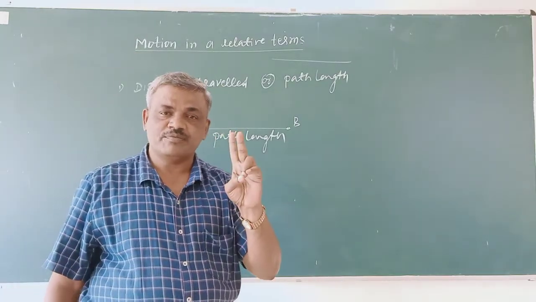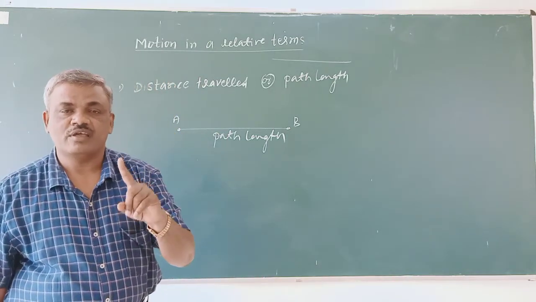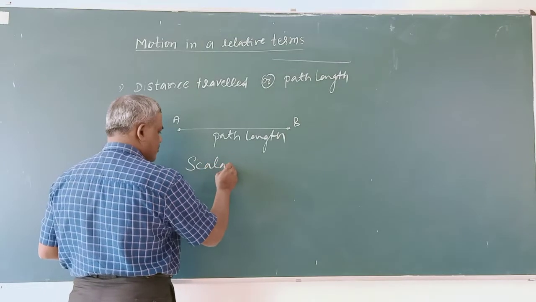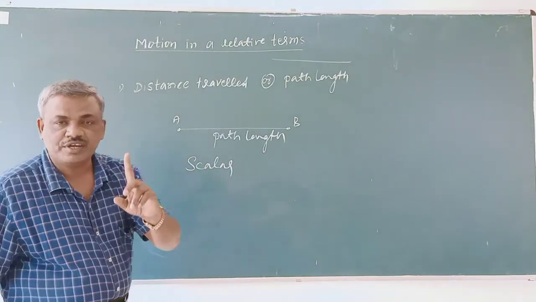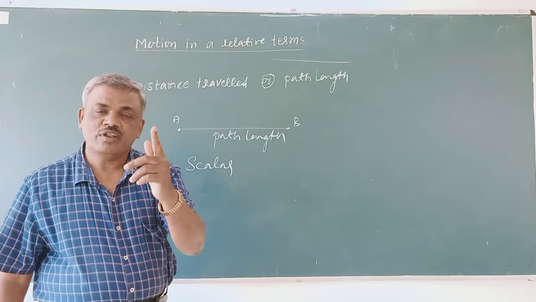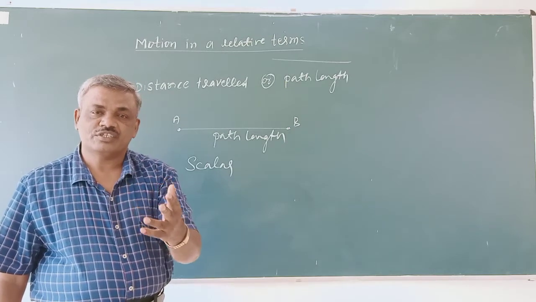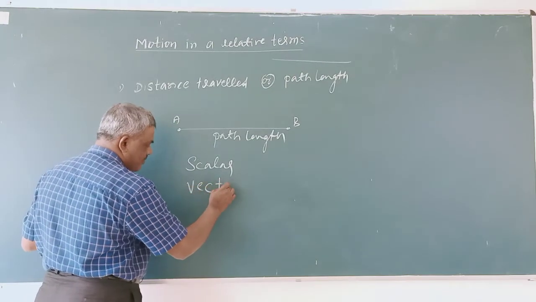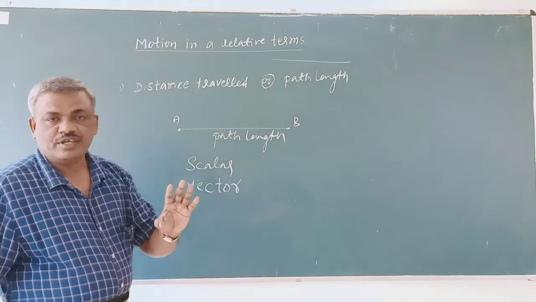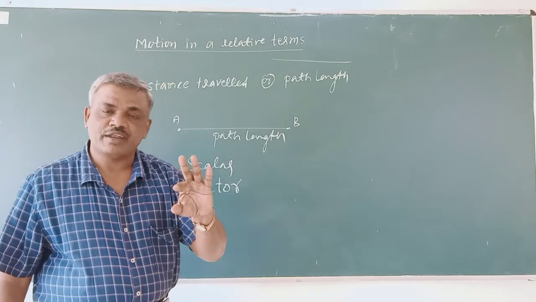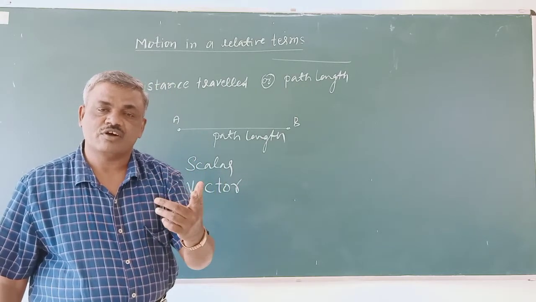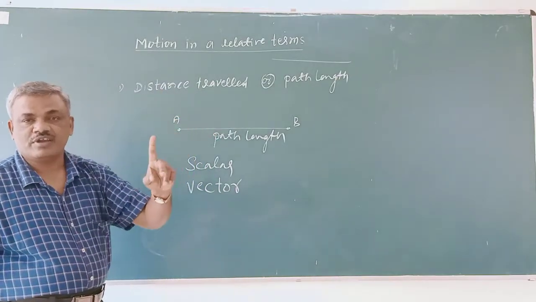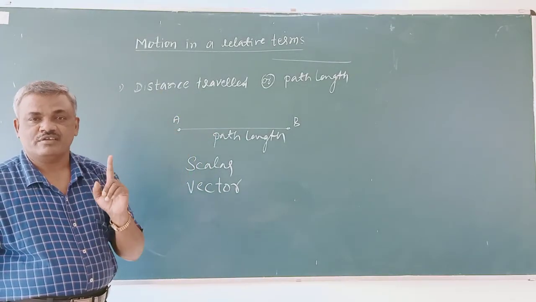So there are two types of physical quantity. One is the scalar quantity, another is the vector quantity. A quantity which has only magnitude but no direction is called a scalar quantity. A quantity which has both magnitude as well as direction is called a vector quantity. So here distance traveled is a scalar quantity.